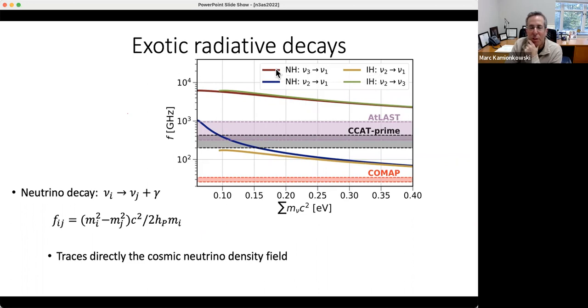And this is the inverted hierarchy, the normal hierarchy. This is the prediction for the frequency versus the sum of neutrino masses. And these are various intensity mapping projects that are going to be pursued. COMAP is happening now. CCAT-prime is under construction. That last is sort of like a next generation. So this should not necessarily be very compelling for the first generation, but will become constraining in the next generation.